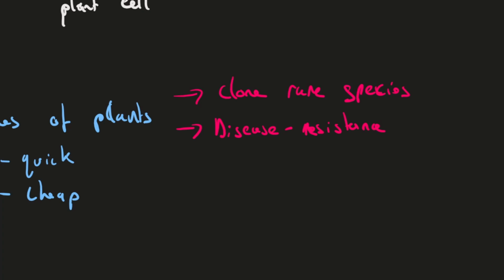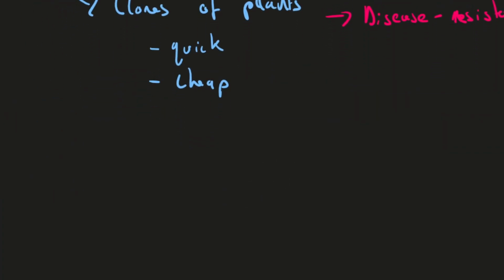So you can clone those types of plants to grow a whole crop of those disease resistant plants. So this is really useful for farmers. Okay, so that's one application of stem cells in plants.